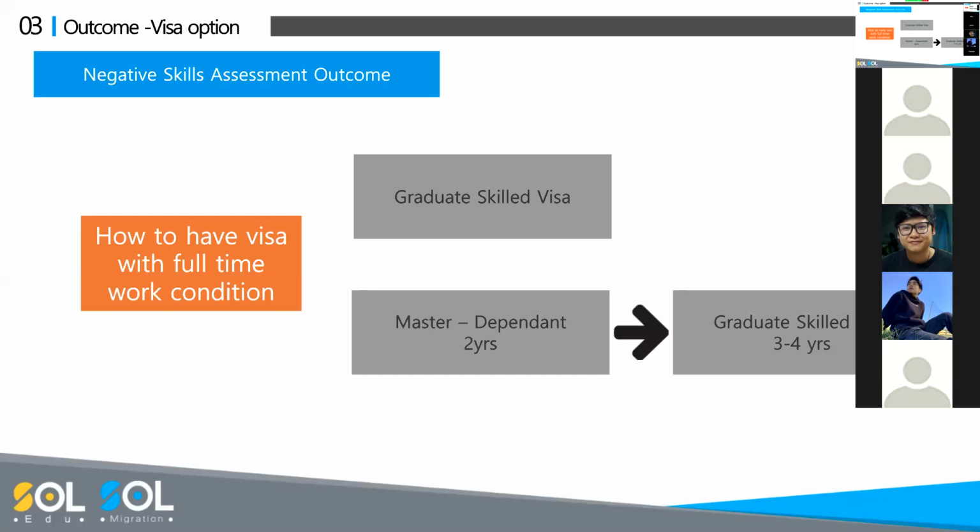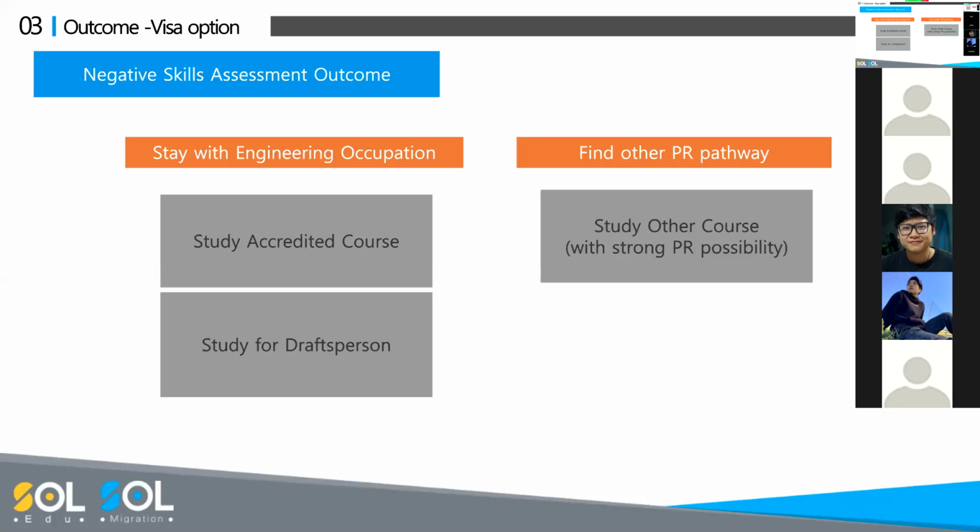So this is what I talked about just now. If you really want to stay with the engineering occupation, you should think about studying an accredited course or related course. Or if you don't want to be an engineer again, then you find another course option to study.